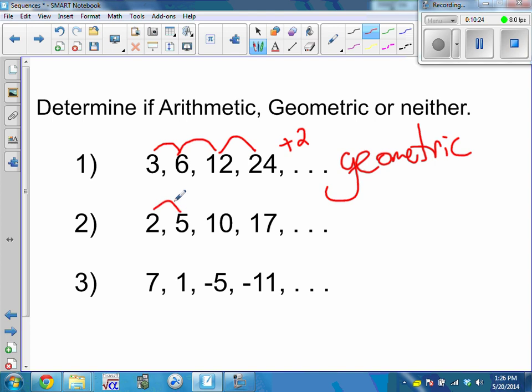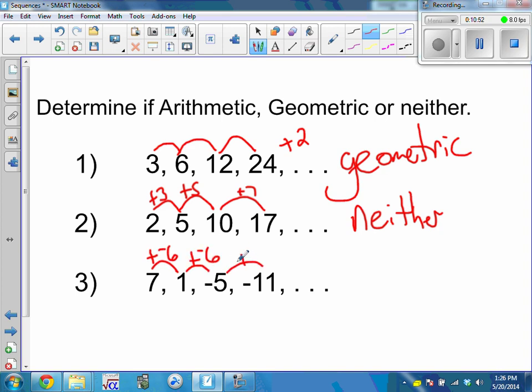Here, adding 3, adding 5, adding 7. So you think I keep adding. However, I'm adding a different number. That's not arithmetic. That's neither. And I'll come back to that one in a second. Here, I'm adding a negative 6. And then I'm adding a negative 6. And then I'm adding a negative 6. Now, we want to think about it in terms of adding, not subtracting. So this is an arithmetic.